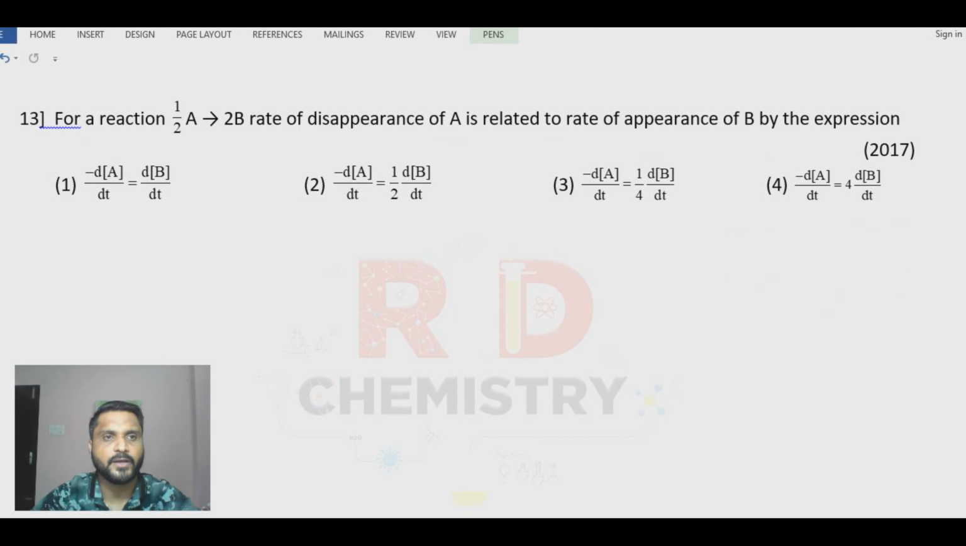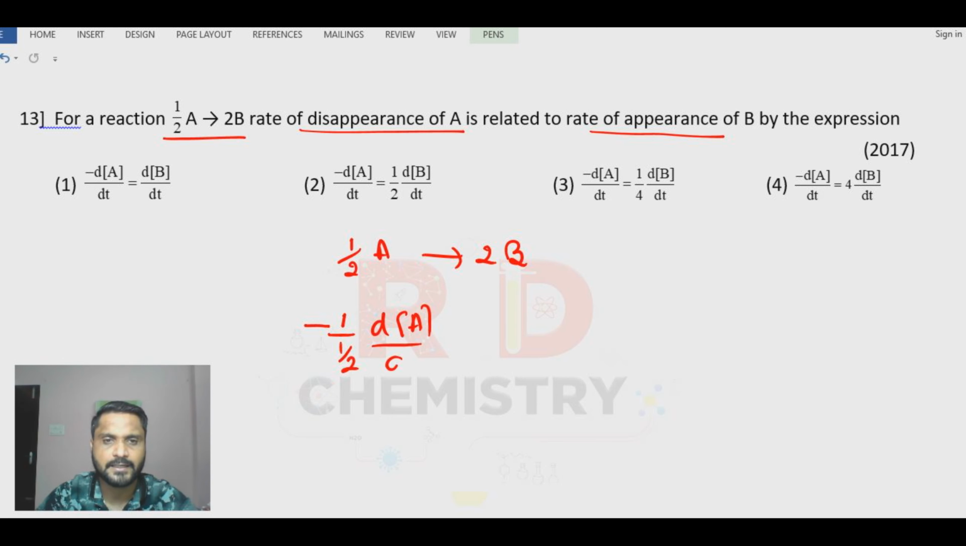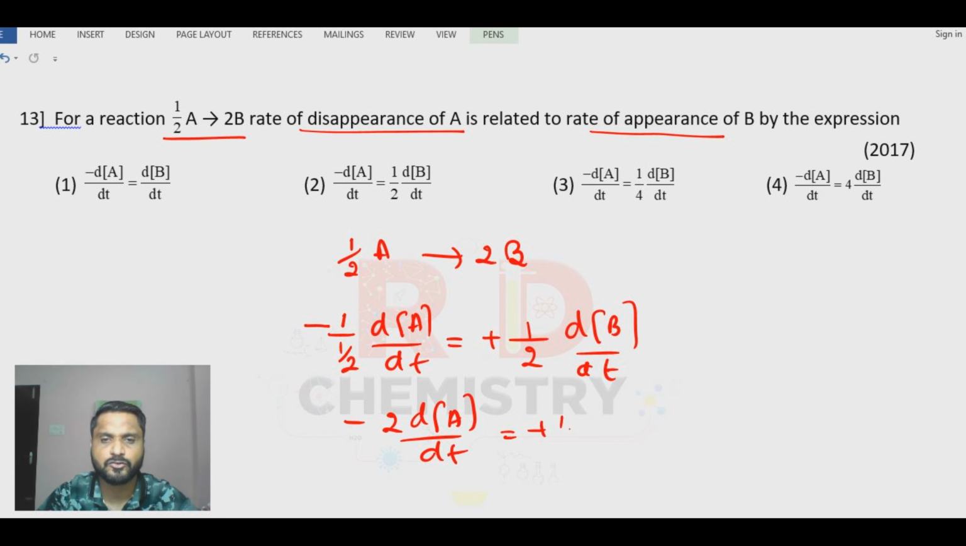For a reaction 1/2 A giving 2B, the rate of disappearance of A is related to the rate of appearance of B by the equation. So they have given 1/2 A to give 2B. So let me write down the differential rate equation. With respect to A it should be minus 1 by 1/2, which will become minus 2 d[A]/dt, which is equal to plus 1 by 2 d[B]/dt, correct?